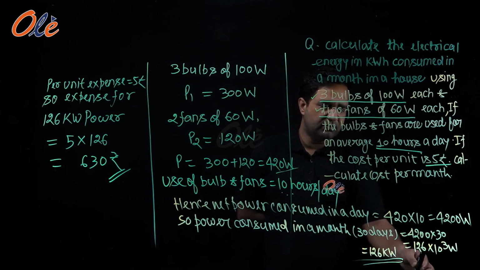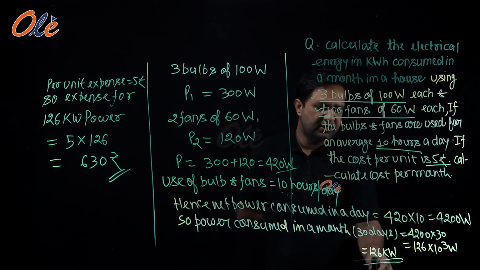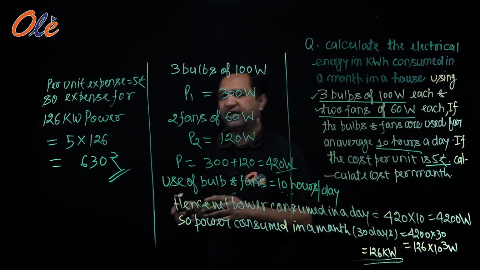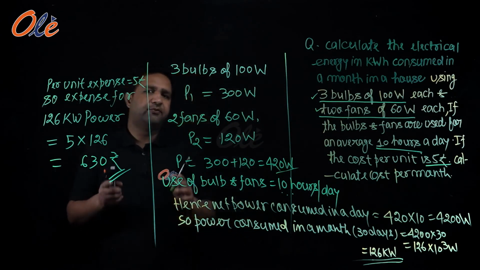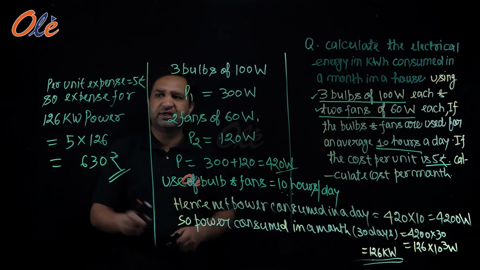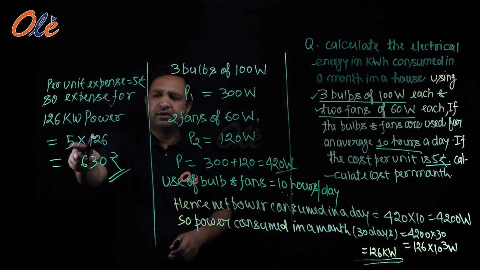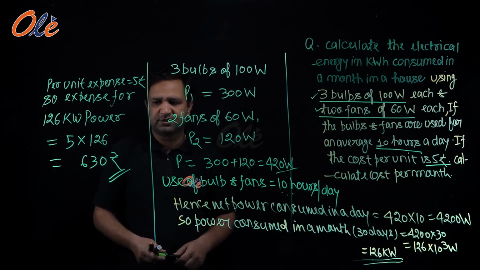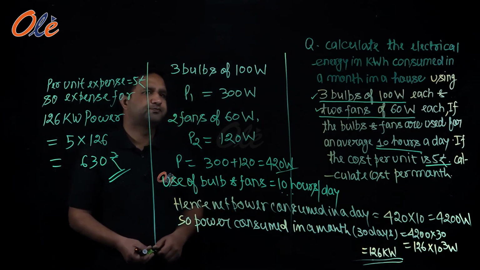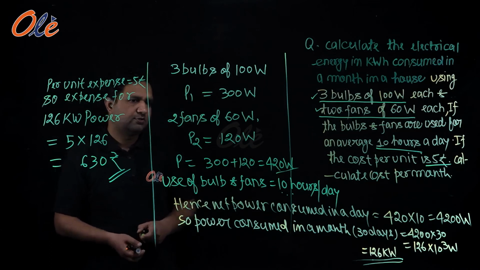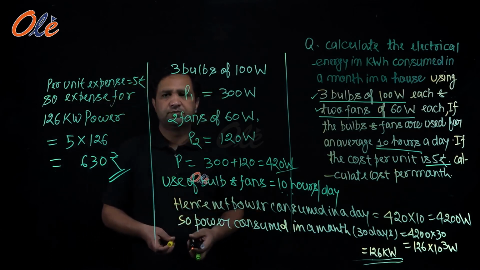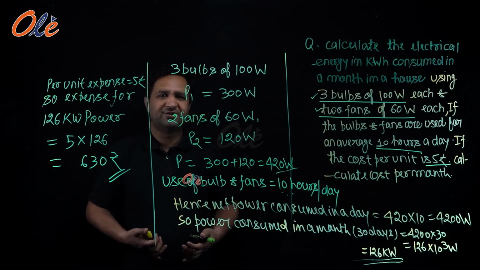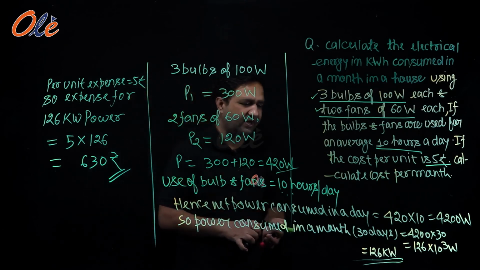and we got 126 into 10 to power 3, which can be written as 126 kilowatt. 126 kilowatt is the total expense of power, and 1 unit of power is 5 rupees. So 126 kilowatt units of power will be how many rupees? 5 into 126, so it will be 630 rupees. Okay, so this was another type of question which you can solve easily. So should we close, or should we take one more example? What do you want? Okay, we'll take one more example. Then we will end.